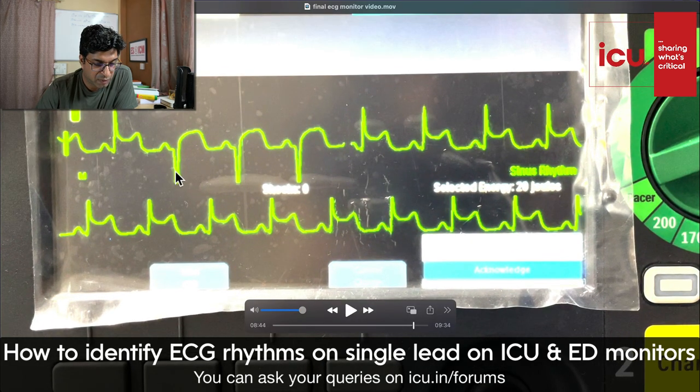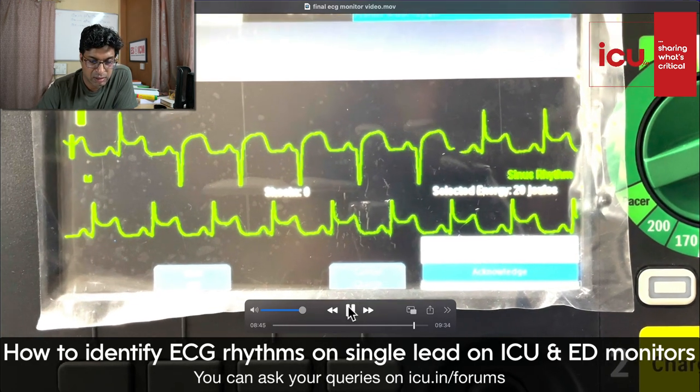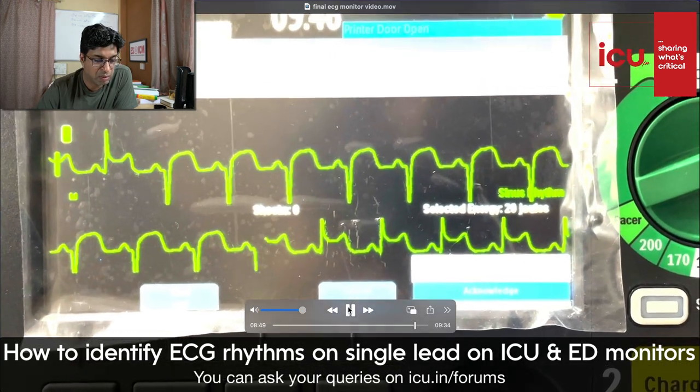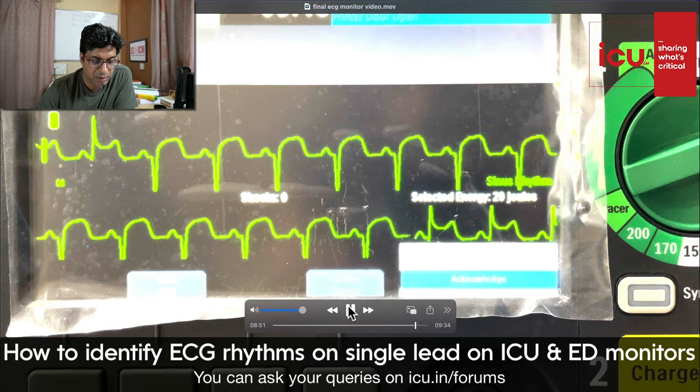Now we have developed a Q wave. So P wave followed by Q wave, it's an evolved MI. Usually in patients in whom the MI has evolved.